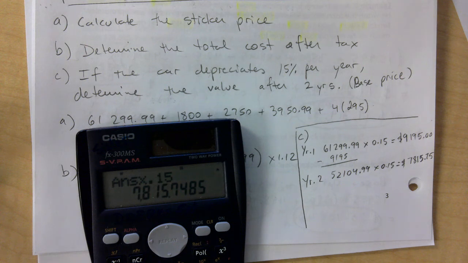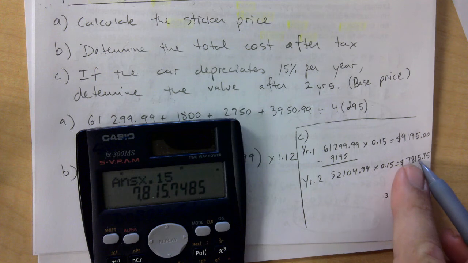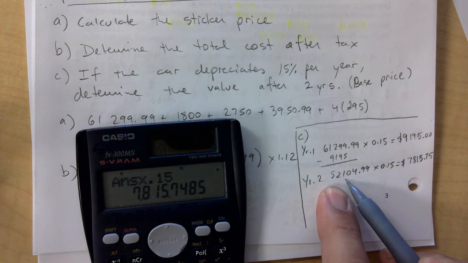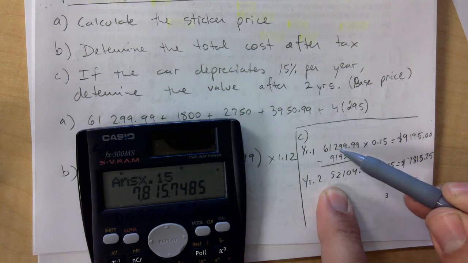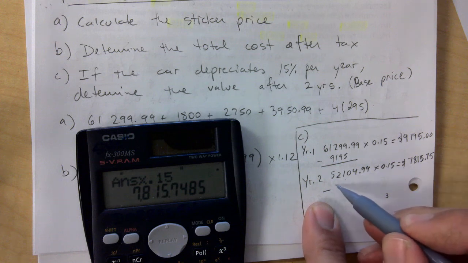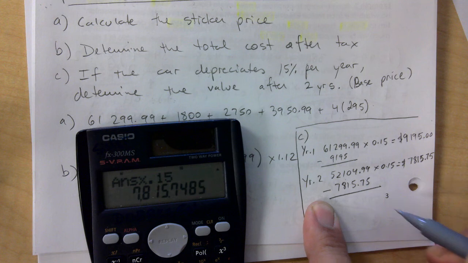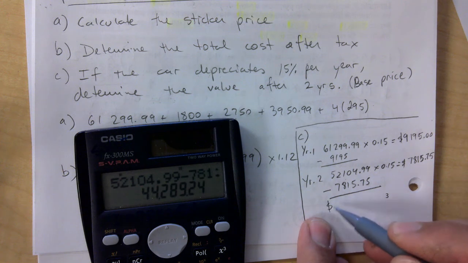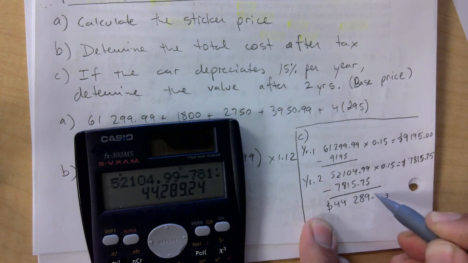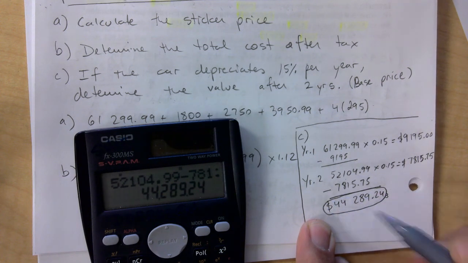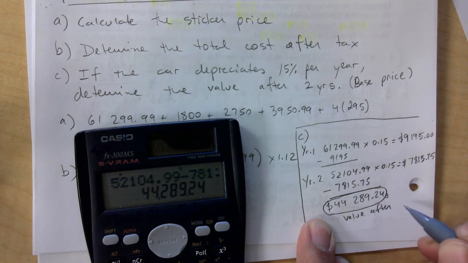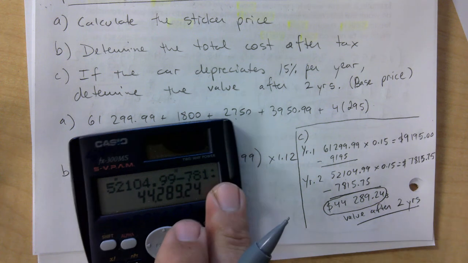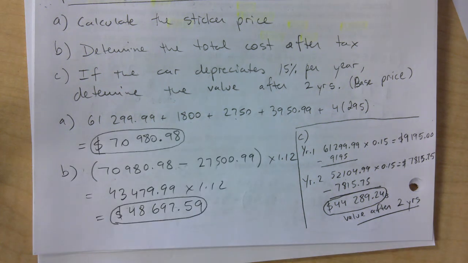So now I want you to think a little bit outside the box. To get the final value, if I just subtract this from that, I will get the value after, right? You used to add these two up and subtract it from the original, but you can actually just take this here as well. Subtract it like that. Minus 7815.75. And so your final value after the 2 years would be this. Value after 2 years. Does that make sense?